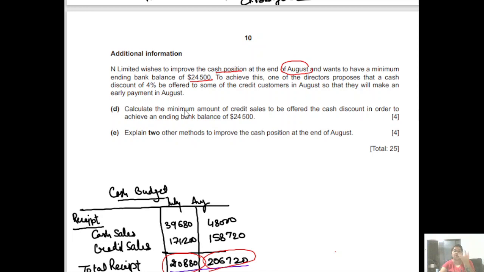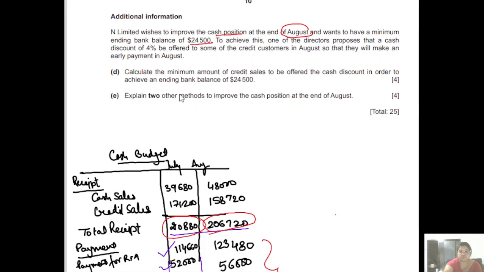If you want more money, then only will you improve your cash position, and for that they use a trick: offer a cash discount to the credit customers so that they can give money earlier, by receiving 4% as a cash discount. So this is the question. Now calculate the minimum amount of credit sales.